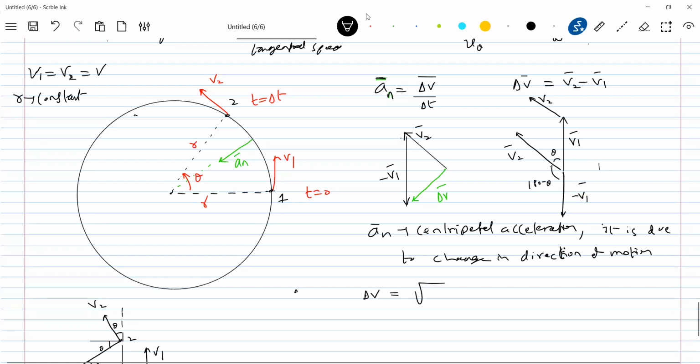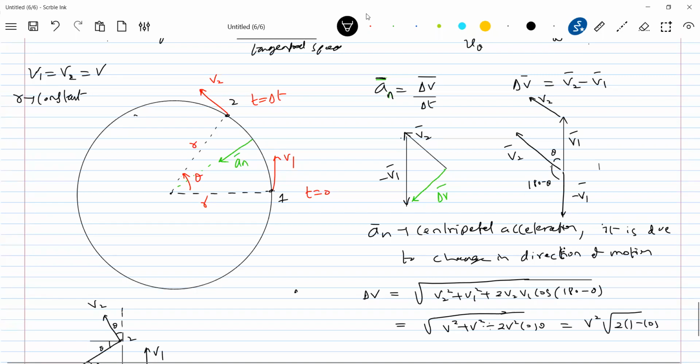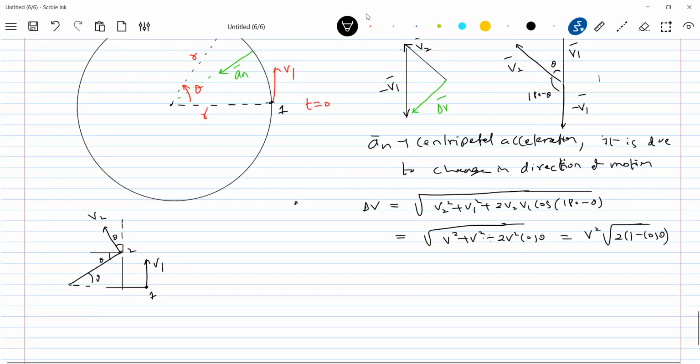So this will be root of V2 square plus V1 square plus 2 V2 V1 cos of the angle. The angle between V2 bar and minus V1 bar is how much? 180 minus theta. And V2 is equal to V1, as we know. So this will be V square plus V square minus 2V square cos theta. So V square will come outside. 2 into 1 minus cos theta. 1 minus cos theta, from trigonometry, anything can be written.